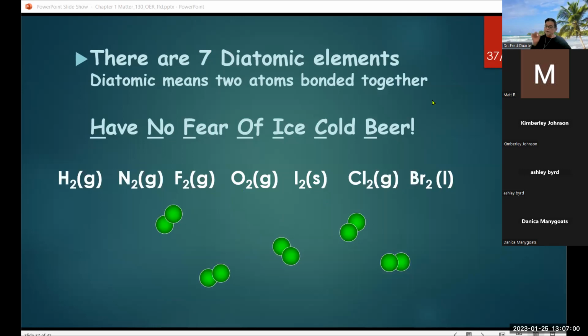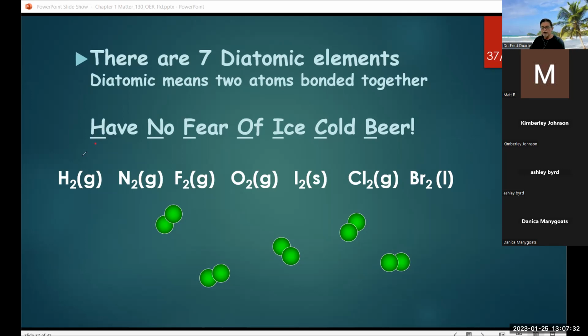All right, the diatomics. I mentioned earlier that there's only 7 elements that are diatomic. At room temperature, 25 degrees, and at 1 atmosphere, they require another of itself to be stable and to exist here on Earth. Someplace else, they could be in a different form. So we have this saying, have no fear of ice cold beer, or have no fear of ice cold beverage, to help you remember which ones they are.